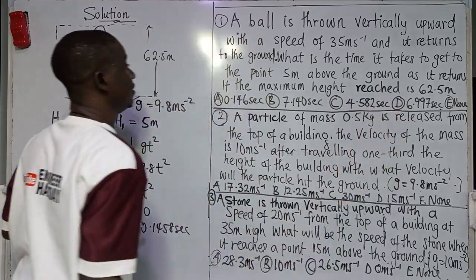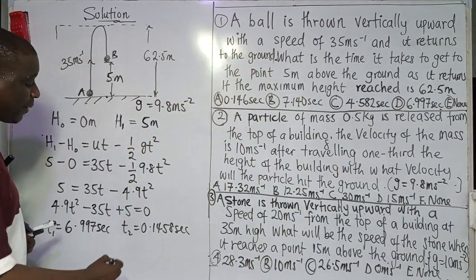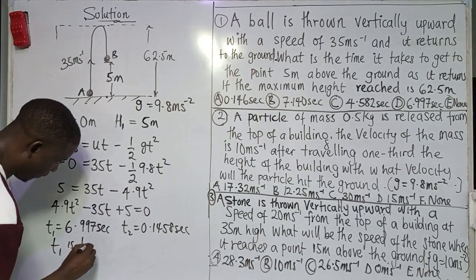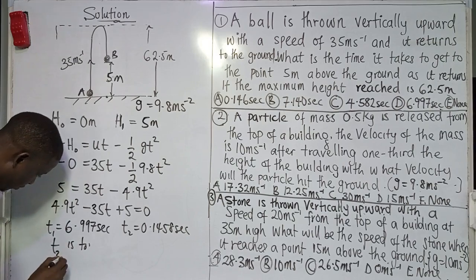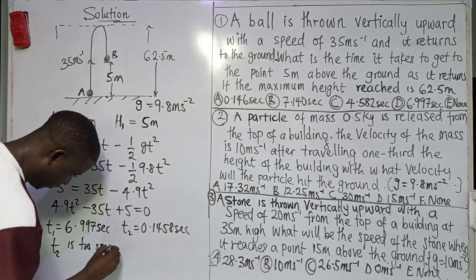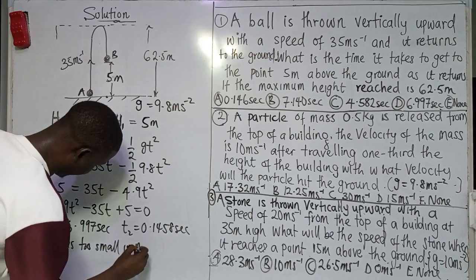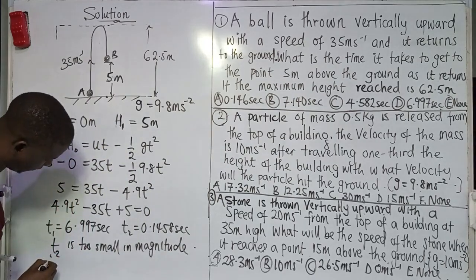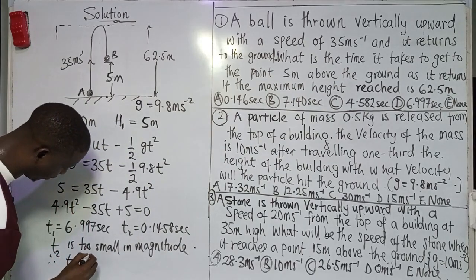So what I will say is that because T2 is too small in magnitude, therefore, my time is equal to what?